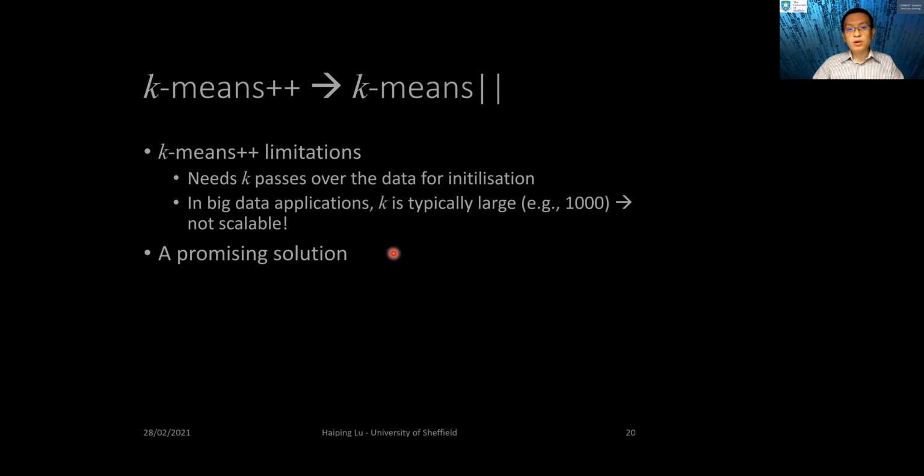So a promising solution was proposed about 5 years later. The idea is that it observes that k-means plus plus samples just one point per iteration. So for k equal to 1,000, you have to do it 1,000 times. That's a key reason: it samples just one point per iteration.